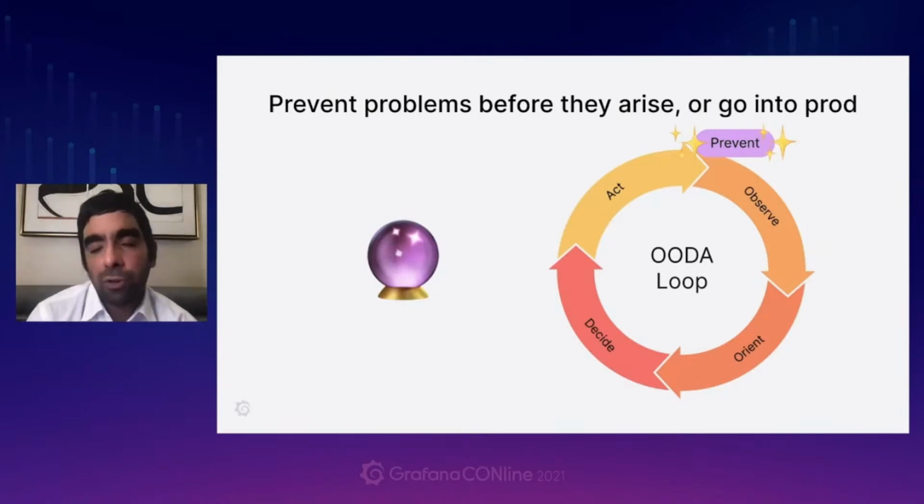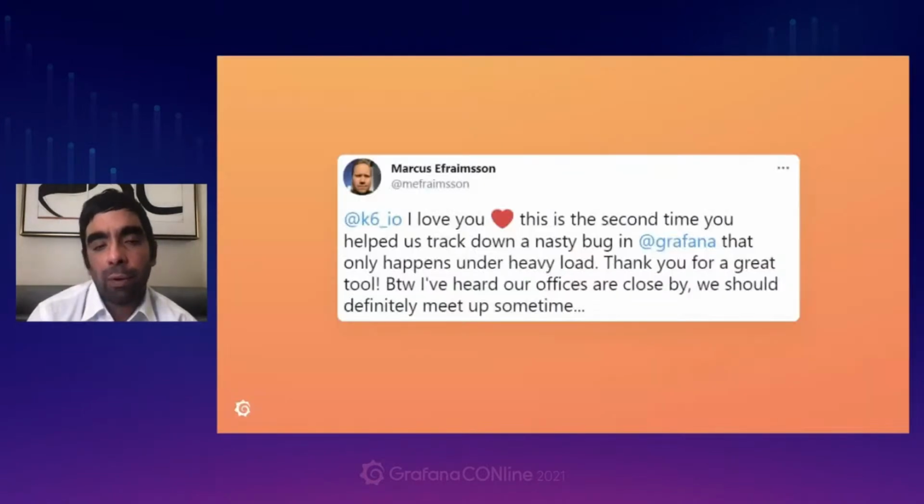So a tool that we found a couple of years ago that we really like is an open source tool called K6. So this is a tweet from 2019 from Marcus, who's a core developer at Grafana. He's been with us for quite a few years now. And so Marcus says, K6, I love you. This is the second time that you helped us track down a nasty bug in Grafana that only happens under heavy load. And this was a critical bug that we really had a hard time resolving. And it was a bug in what would become Grafana 6.0. And we were able to use K6 to generate synthetic load that simulated a user that helped us find this edge case that was really tricky to diagnose.